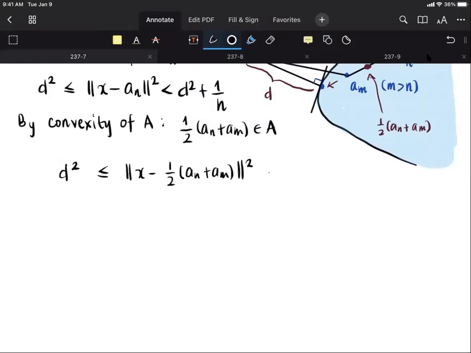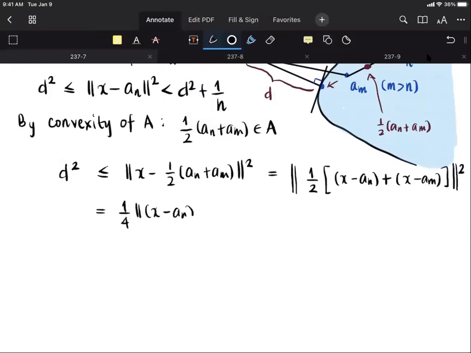So this is equal to, so we separate X into 2 parts. So we will have the following. So 1/2 of X minus AN plus X minus AM squared. And applying the homogeneity of the norm, this is equal to 1/4 of X minus AN plus X minus AM squared.